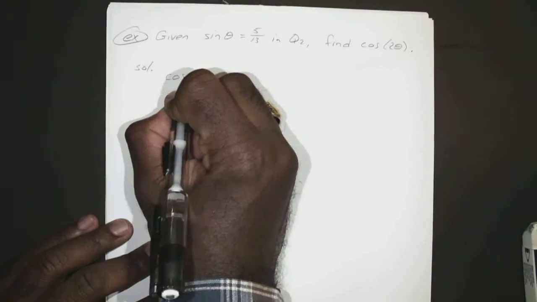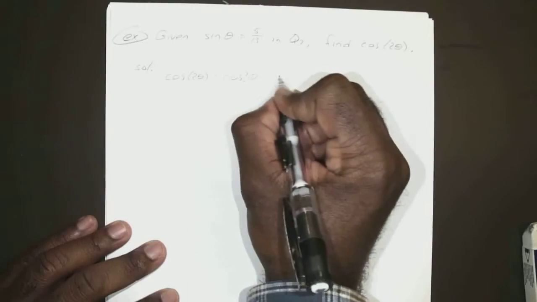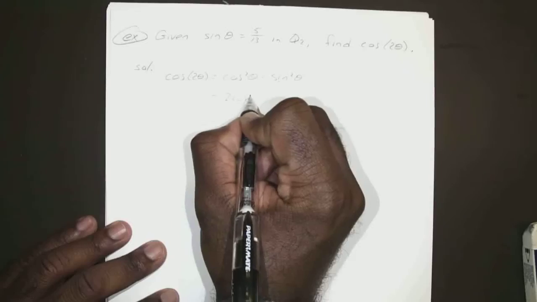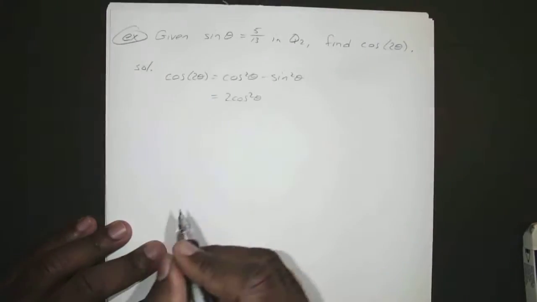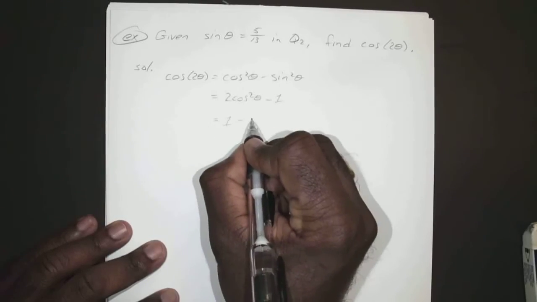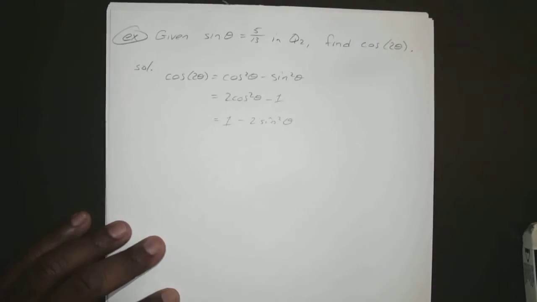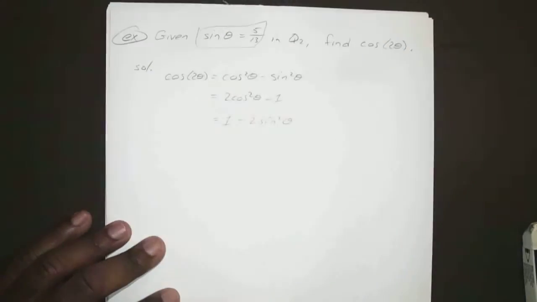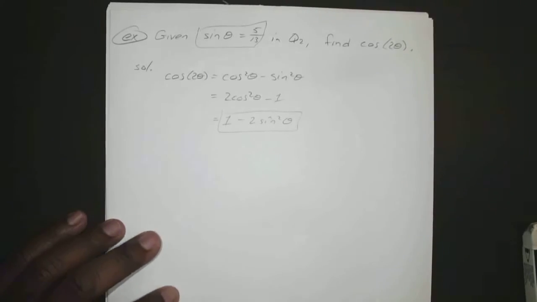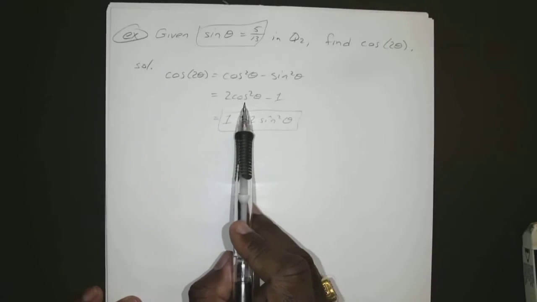Okay, so once again, our cosine of 2 theta is cosine squared minus sine squared, and it's also equal to 2 cosine squared minus 1, and it's equal to 1 minus 2 sine squared. Okay. Again, depending on what they give you, that's the one you're going to use. So since they gave us sine, we're going to use this one. Now, if they would have given us cosine, we'd have used that one.